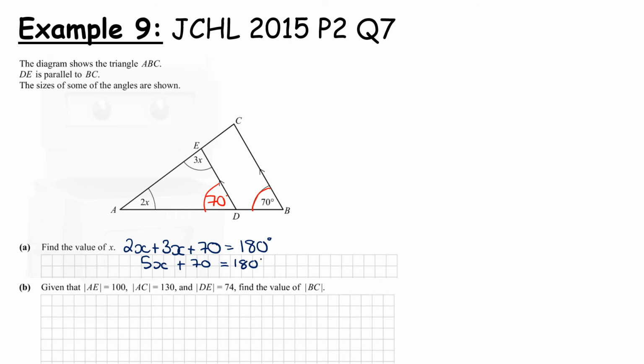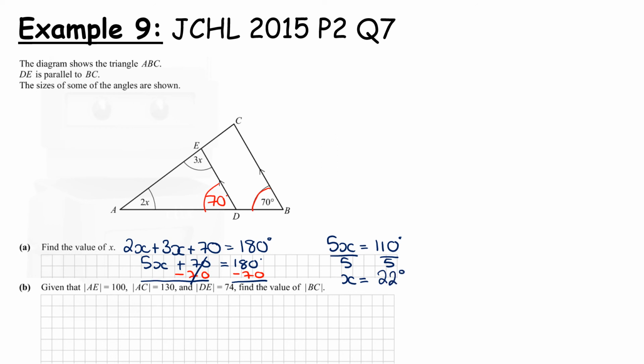If you're using vertical balancing, you can take away the 70 from both sides. And what that gives us is 5x equals 110 degrees. To figure out x on its own, we divide both sides by 5 and we end up with 22 degrees.